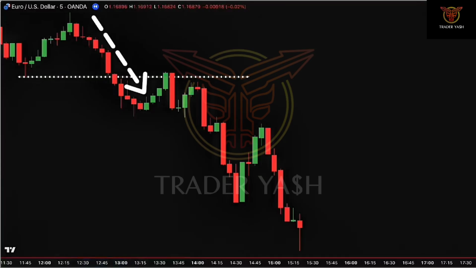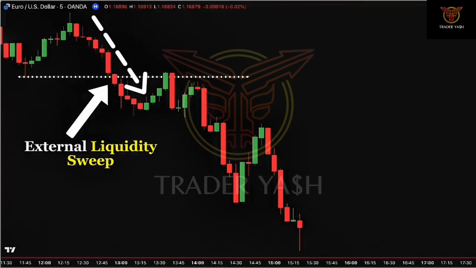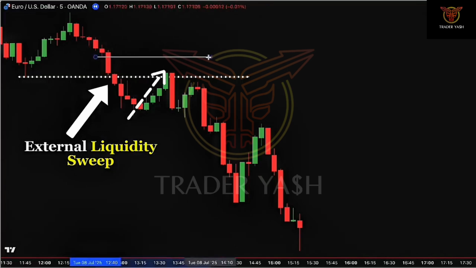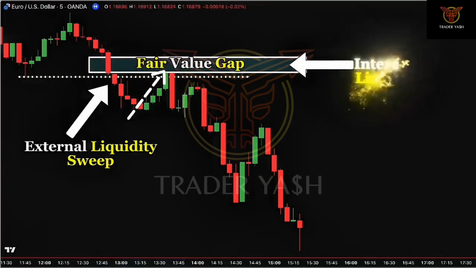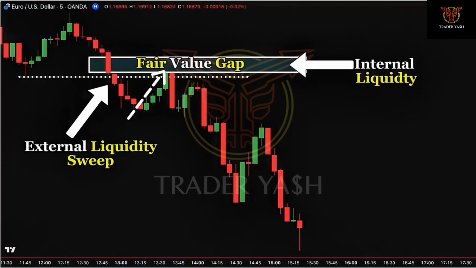First, we can see that price dips just below a previous low. This move sweeps the external liquidity sitting underneath that level. These are the stop losses placed by traders who went long earlier, and smart money loves to target these before making a move. After that liquidity grab, price quickly retraces upward. But it doesn't just go anywhere. It heads directly into a fair value gap, which is our internal liquidity zone. This upward retracement is part of a classic rebalancing phase, where the market looks to fill in inefficiencies left behind by aggressive moves.